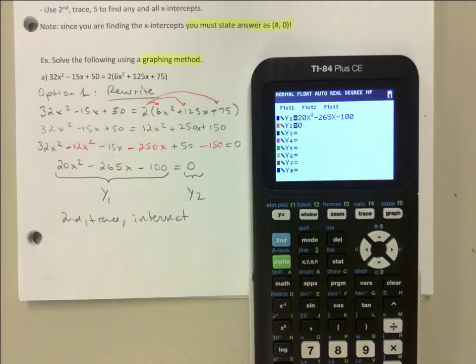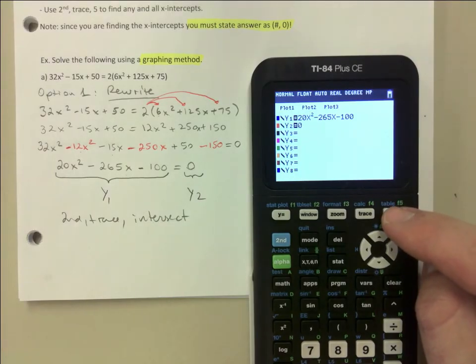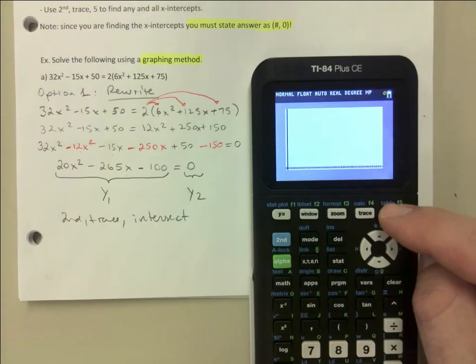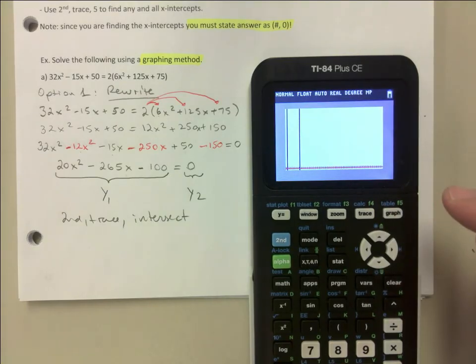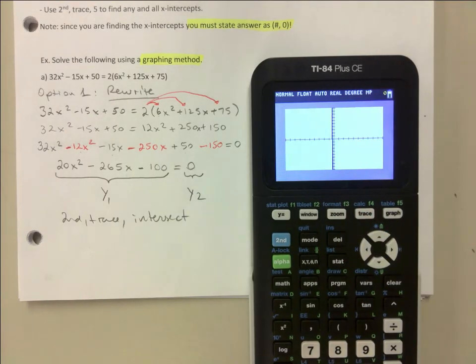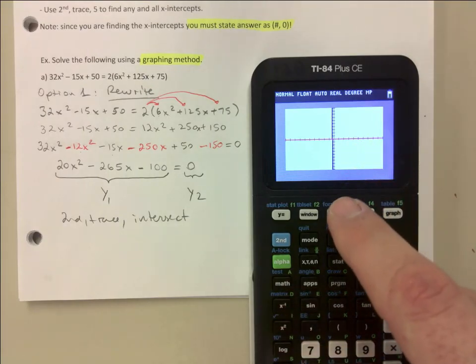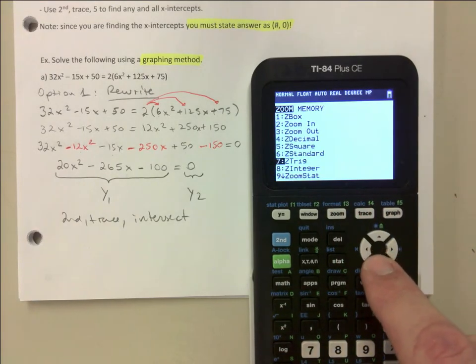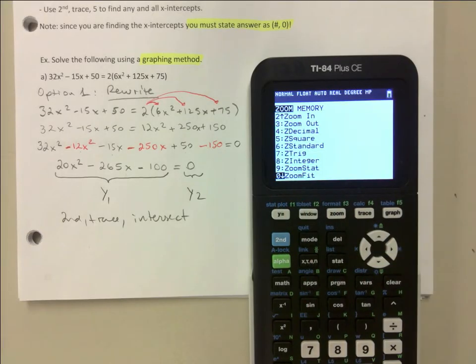And let's hit graph when you're ready. Probably not going to see it. Oh, I do see something. I will use zoom fit if I can. Actually, let's do zoom standard first, then zoom fit. It seems to work better that way. Zoom standard kind of gets you to the origin. And then we're going to go zoom fit, which is option 0, right? Right there, 0. Hit that.